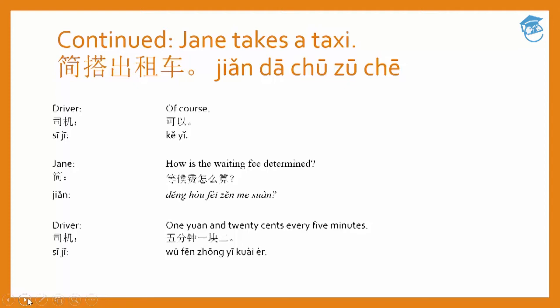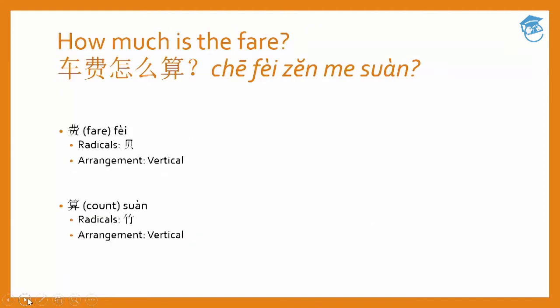So Jane had further questions on that. She asks, how is the waiting fee determined? 简问等候费怎么算? The driver answers $1.20 every 5 minutes. 司机说5分钟1块2. So that's the end of the conversation. Let's look at the individual sentences and learn new vocabulary and grammar structure.